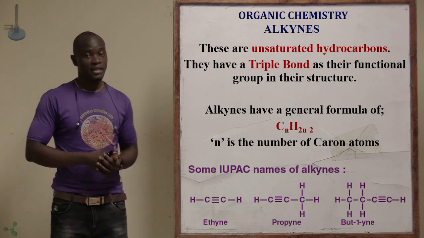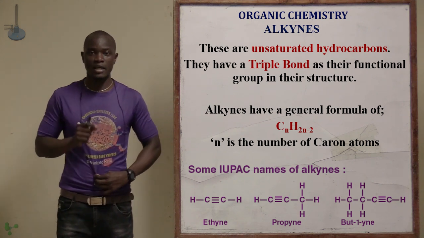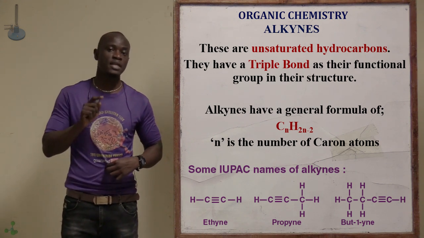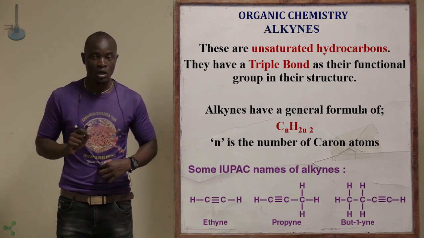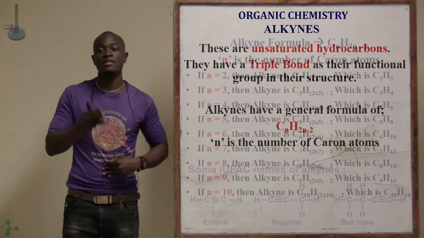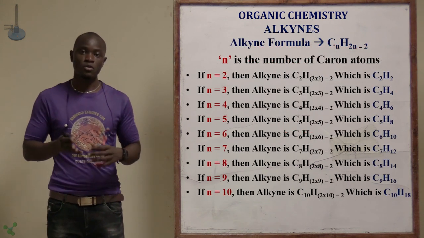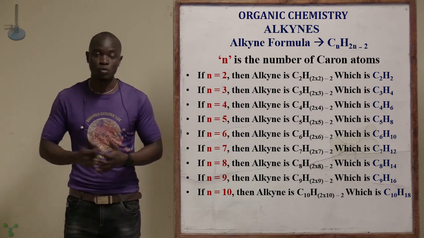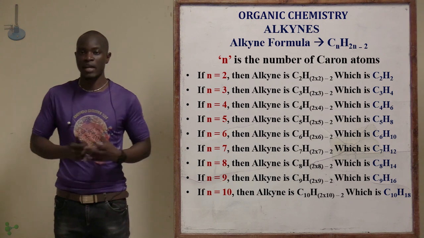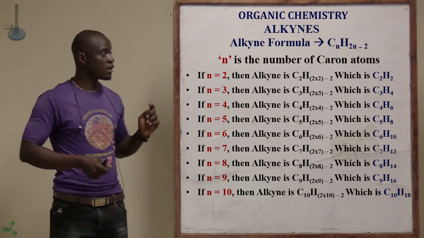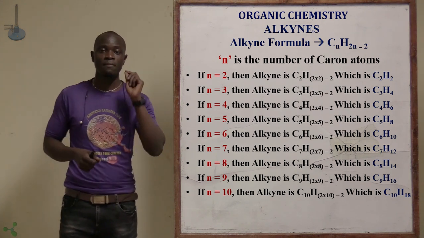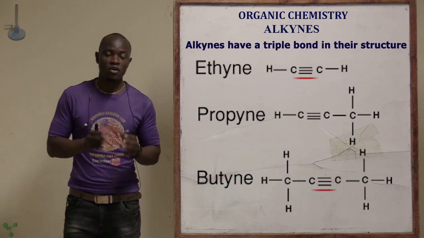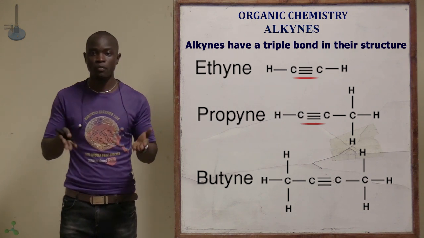So for the alkynes, we see that these are unsaturated hydrocarbons which form a homologous series having a general formula of CnH2n-2, whereby n again represents the number of carbon atoms. So if we have 2 carbon atoms, our value of n is going to be 2. If we have 3 carbon atoms, the value of n is going to be 3. So remember, the general formula for alkynes is CnH2n-2. The functional group of this family is a triple bond.